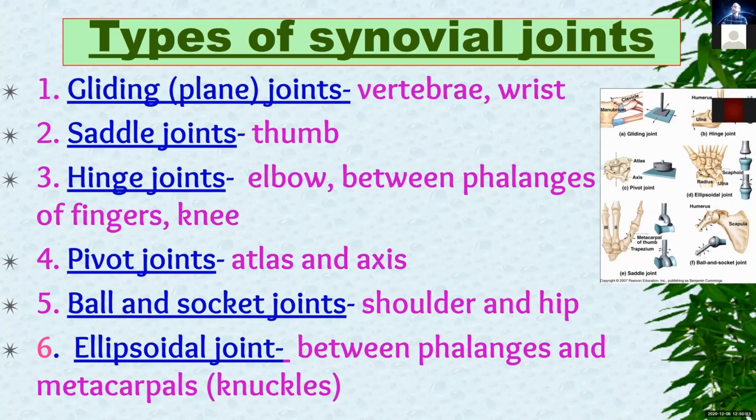There's ball and socket joints, which we find in our shoulders and our hips. These are the joints that allow movement in a circular motion like this. And then there's the ellipsoidal joint, which we only find in our fingers, our knuckles, our toes, and our metatarsals. These allow for movement back and forth like this with our fingers.